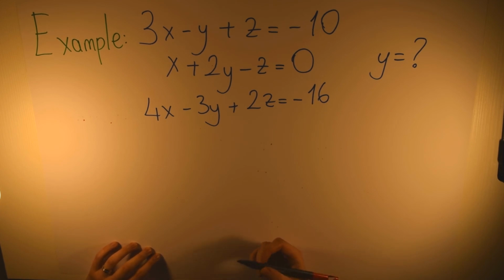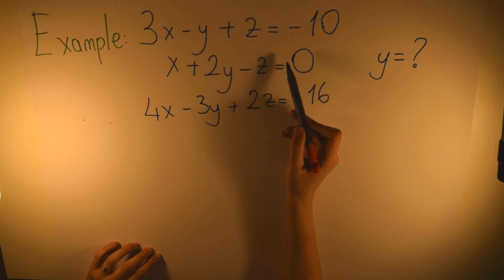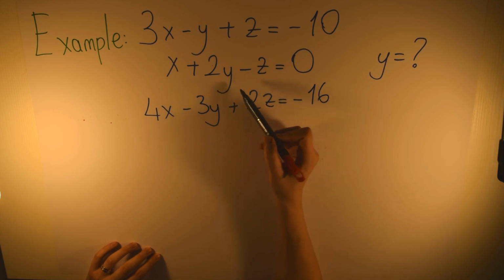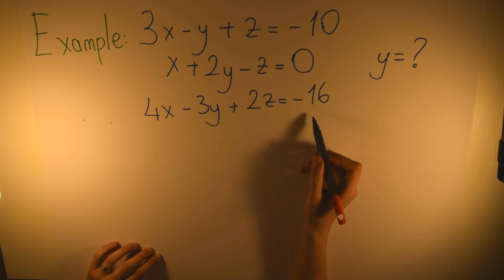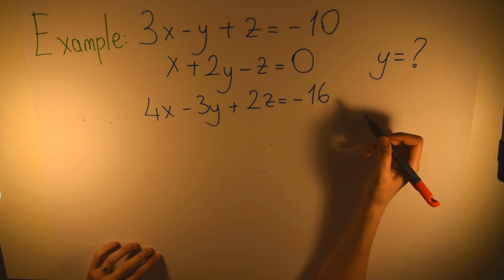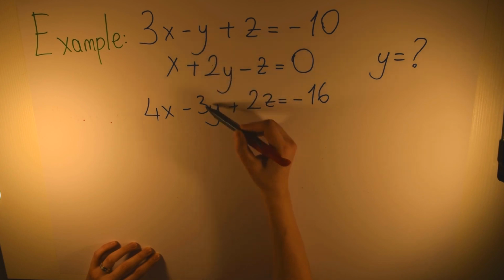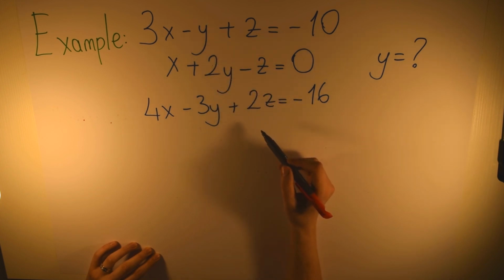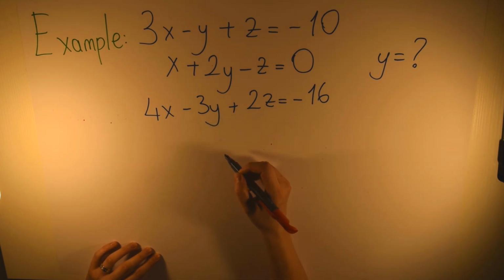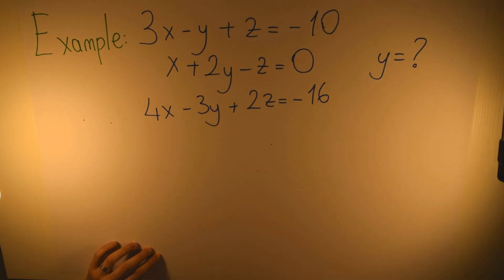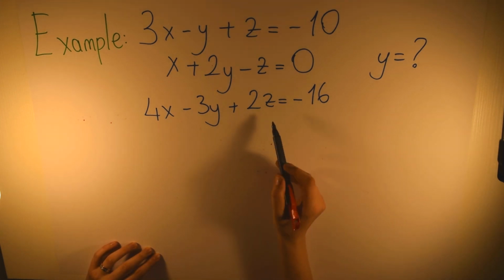Here we have 3x minus y plus z is equal to -10, x plus 2y minus z is equal to 0, 4x minus 3y plus 2z is equal to -16, and y is asked. So here we have 3 linear equations with 3 unknowns, right? Which means we can find these values. So let's do that. First you need to leave one of these unknowns alone, then you will try to find another one, and then the last part is to find the last unknown.